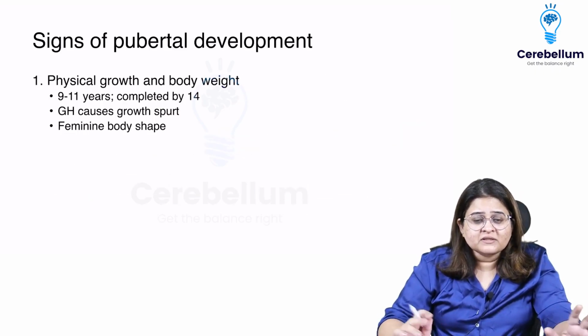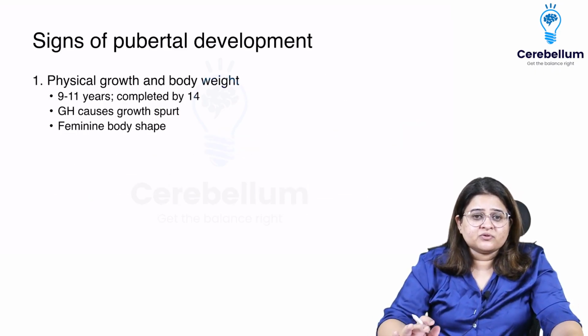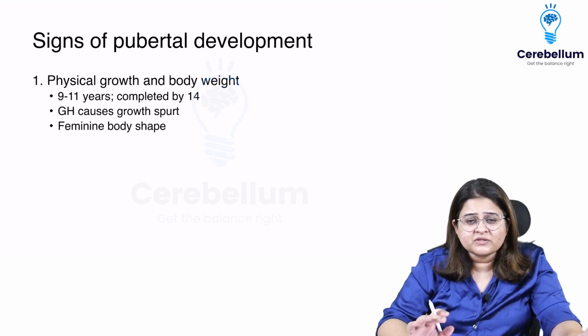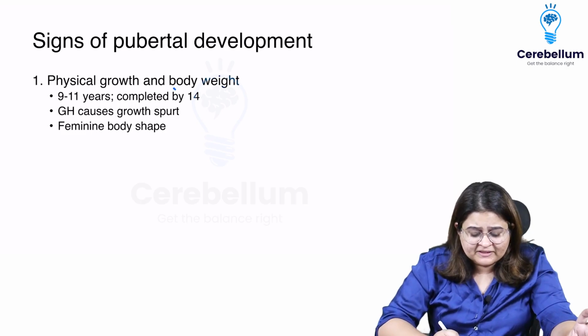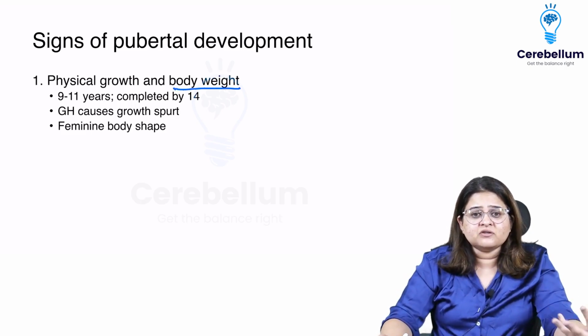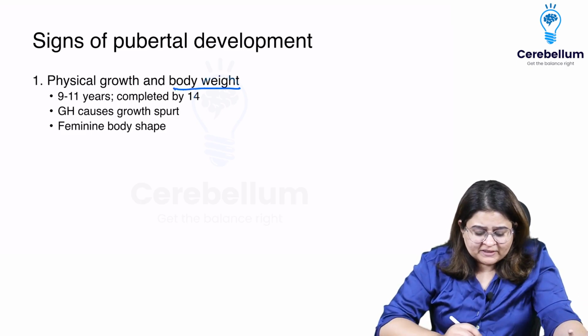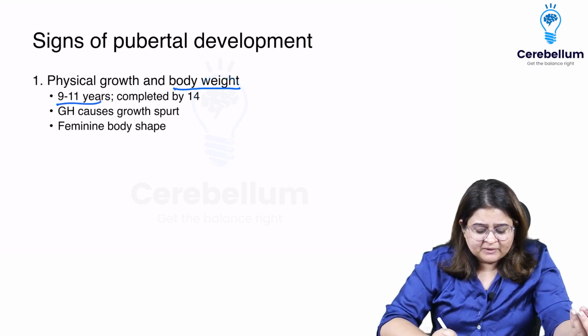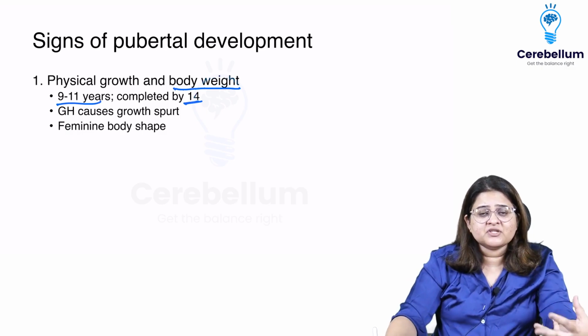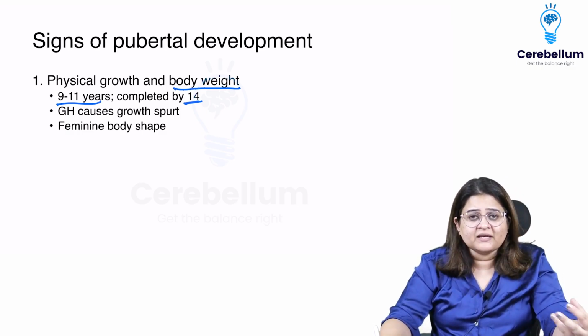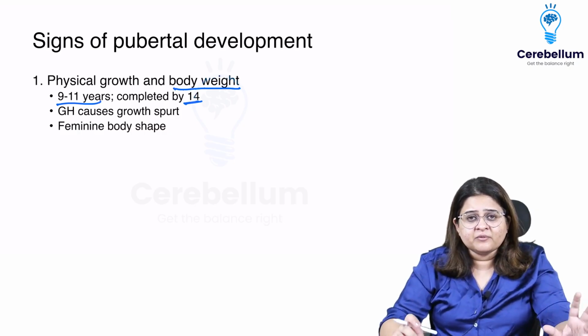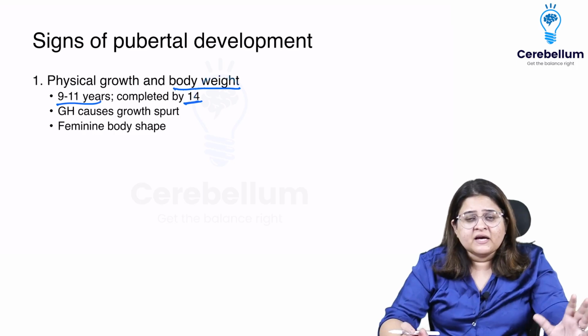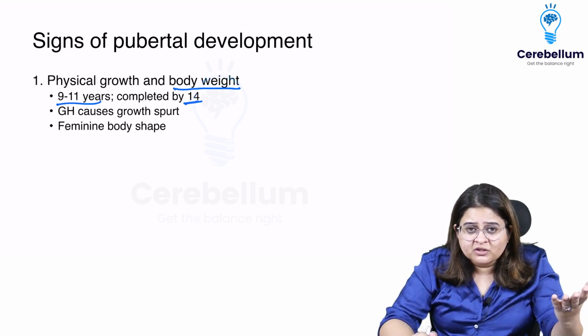Now, what are the stages in pubertal development? The first thing that usually starts is, I told you, the increase in body weight and physical growth. Between the age of 9 to 11, and completed by the age of 14, there will be certain changes in the body. We're talking about girls here because this is a gynae topic. The feminine body shape starts appearing, and the growth hormone causes an initial growth spurt.